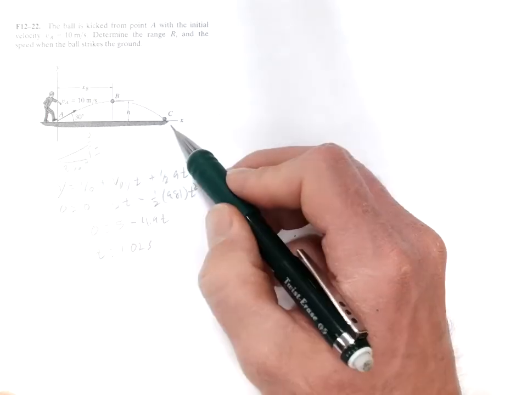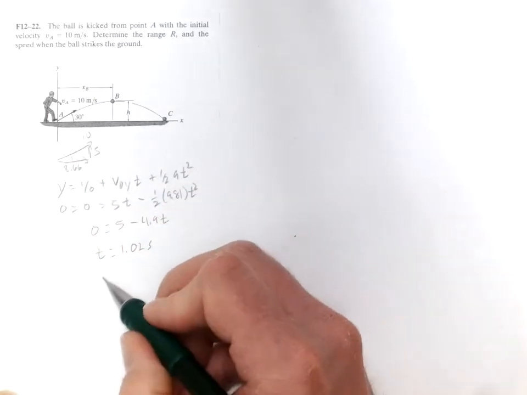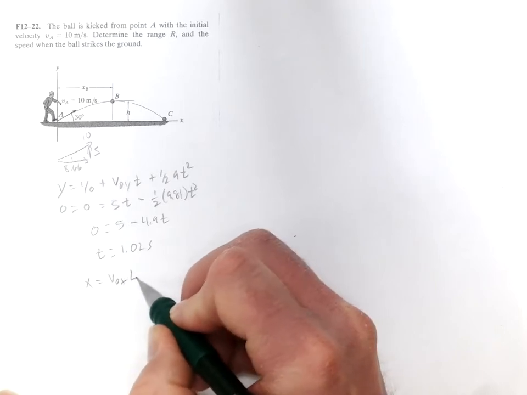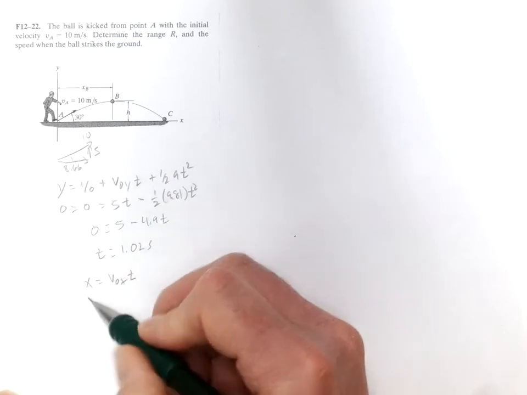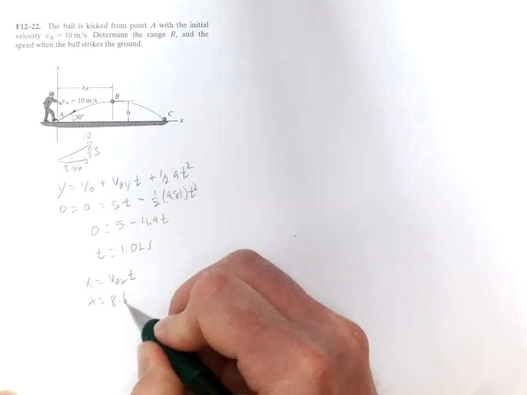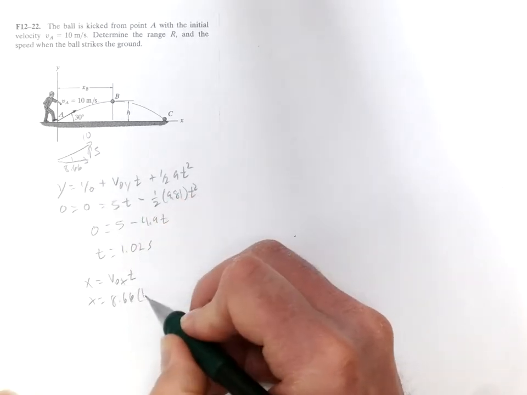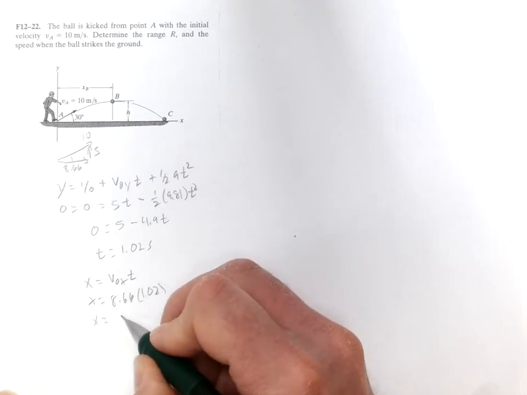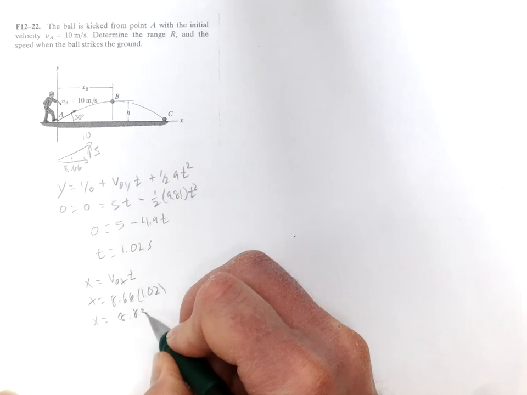Then looking at the x, how far will it go in that time? The x equals v naught x times t, and v naught x is 8.66, t is 1.02, and the range is going to be 8.83 meters.